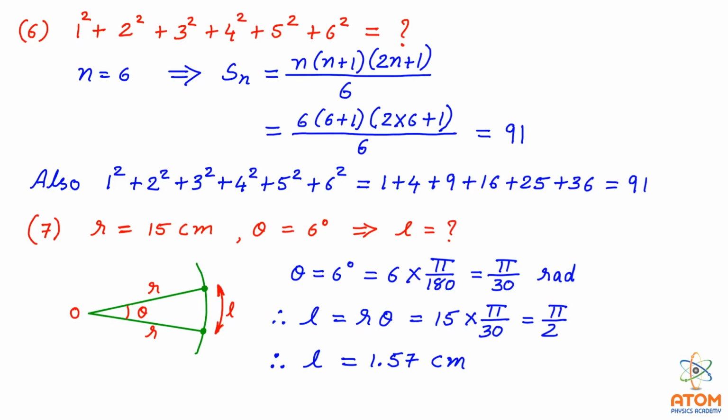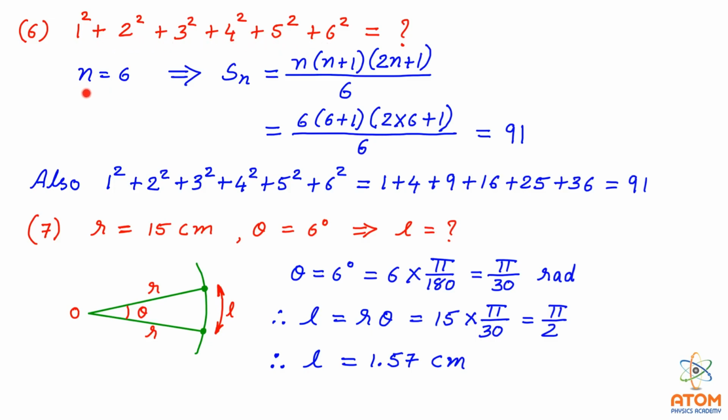Now let us see one example for arithmetic progression. You know, we have seen that 1 square plus 2 square plus 3 square plus 4 square up to n terms can be added by the equation Sn is equal to n into n plus 1 into 2n plus 1 divided by 6. This equation is for n terms. Now here it is given that 1 square plus 2 square plus 3 square plus 4 square plus 5 square plus 6 square is equal to what? So obviously we are having 6 terms here.